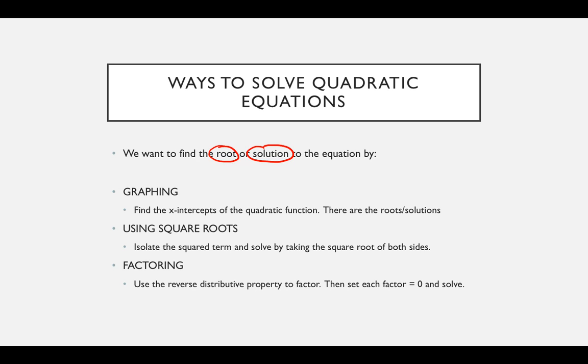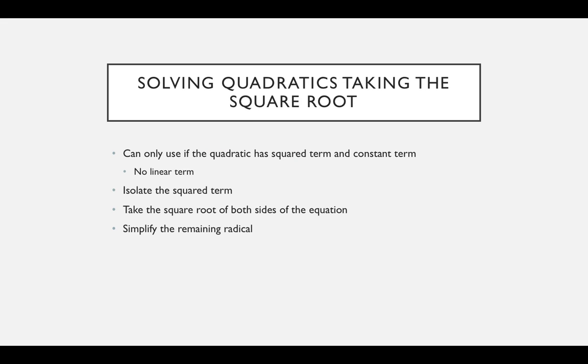If we're going to solve by square roots, we are going to isolate the squared term and then solve by taking the square root of both sides of the equation. And the details on that are here on this slide. One thing that I do want to mention is that you can only use this method if the quadratic has only a squared term and a constant term. So there's no linear or x term. So for example, if we had something like 25x squared equals 4, we can solve that using square roots. There's no x.